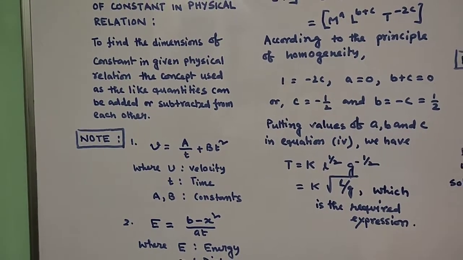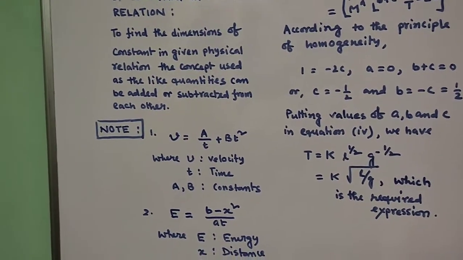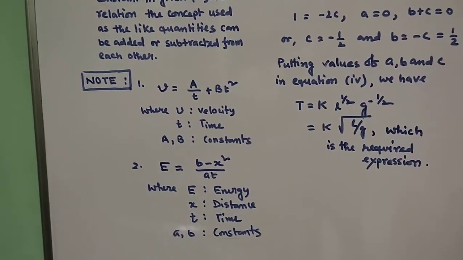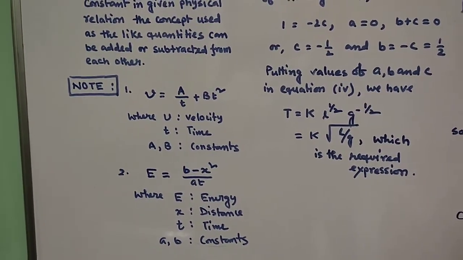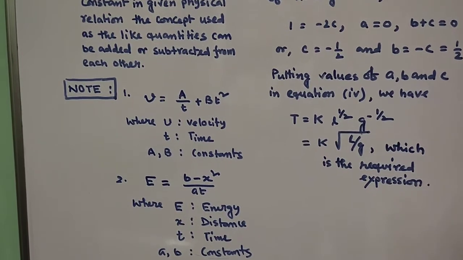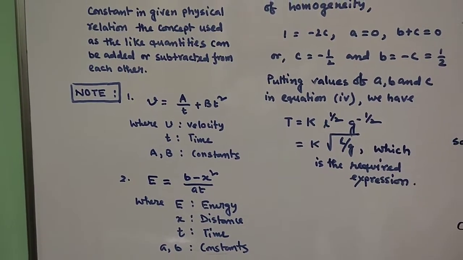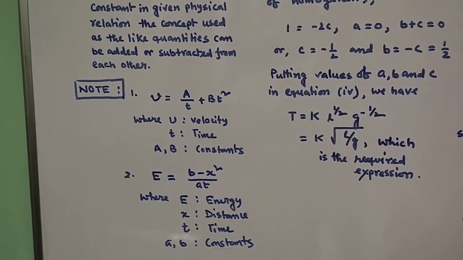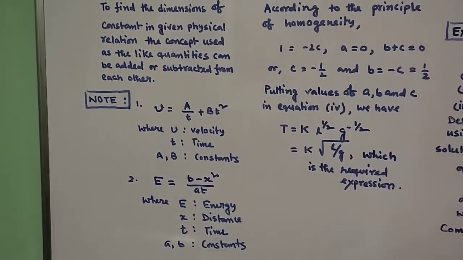As v is the velocity, each term must have the dimension of velocity, because when velocity gets added you will get velocity. So a by t also has the dimension of velocity, bt square also has the dimension of velocity. Similarly you can define E equals b minus x square by at. As we are subtracting x square from b, and x is distance, the dimension of x square is the same as the dimension of b. Now as E is the energy, b minus x square by at also defines energy. So using this concept we can define a and b. So constants can be defined by considering that like quantities can be added or subtracted.